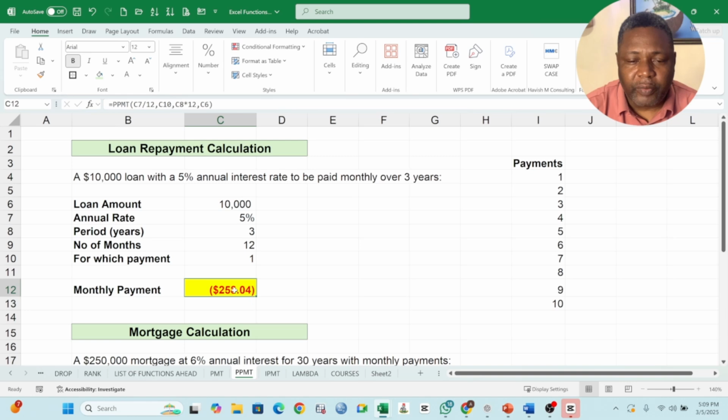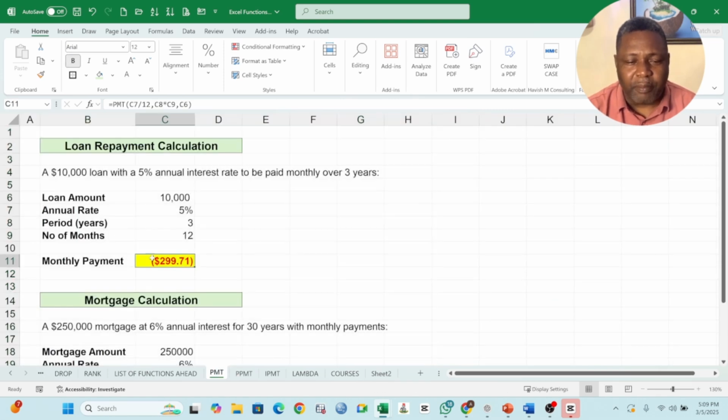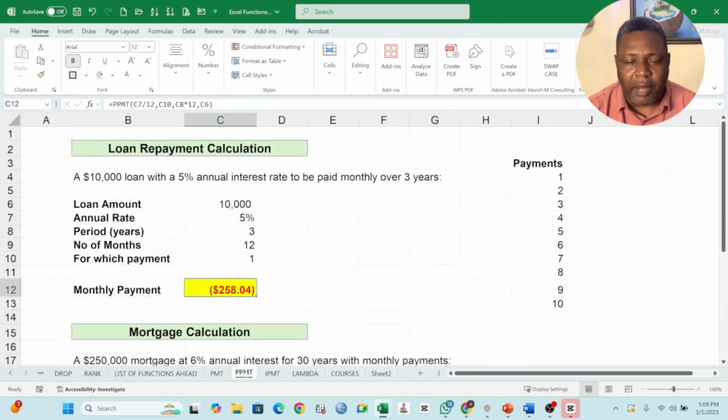So the principal payment for this loan, for this first period, is this amount. So the payment that we have here, minus this value, will give you the interest. That gives you the interest on the payment.